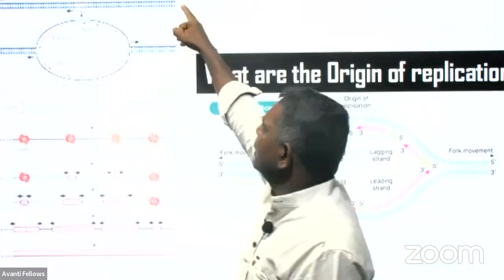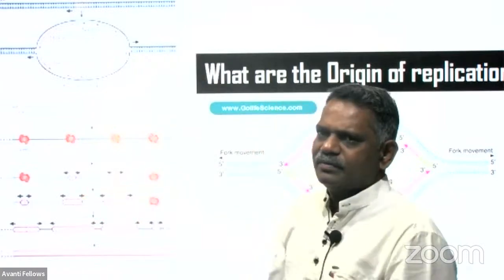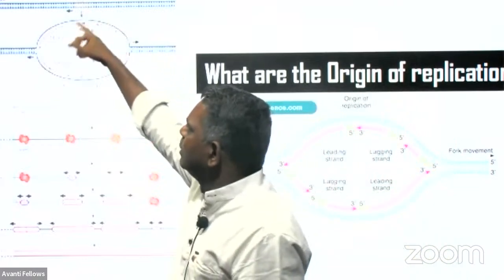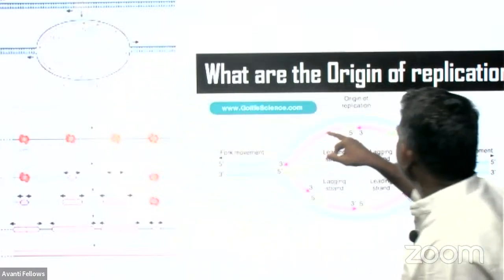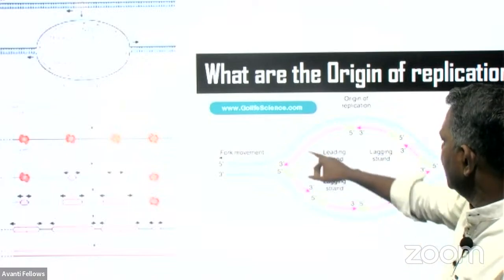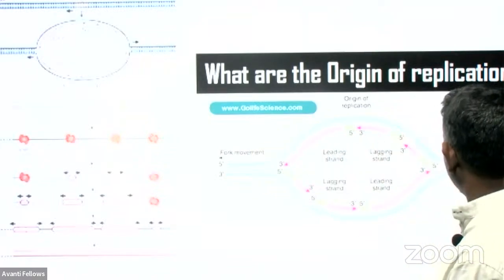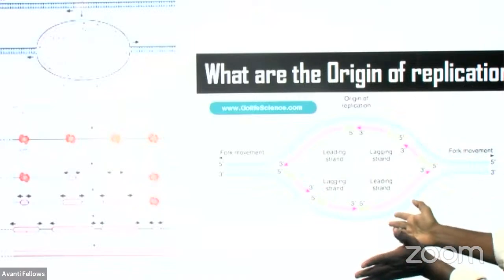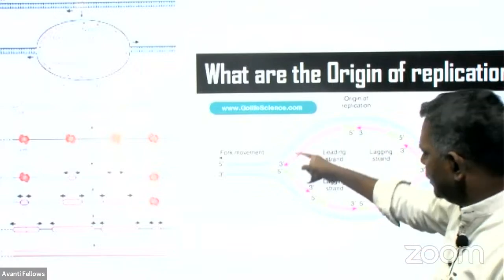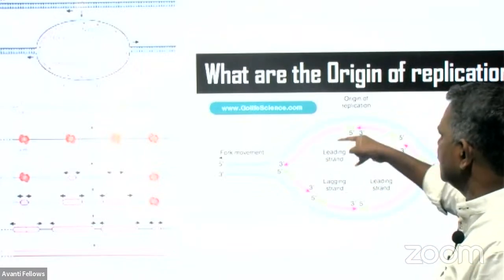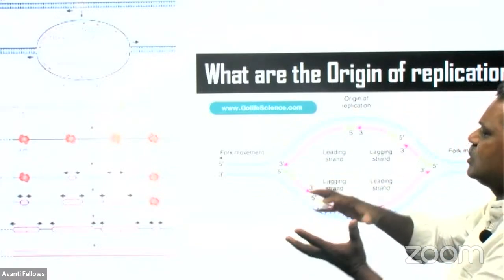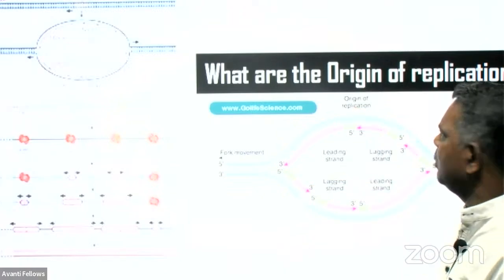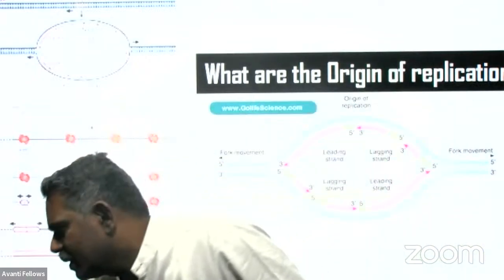If it is from the end, we will get a fork. And if it is from somewhere in between, we'll get a bubble here. Origin of replication, we'll get a bubble. It is the DNA strand, and it can start from here. If it starts from the end, it makes the fork. And if the DNA starts from the center, you will get a bubble-shaped bulged portion, and it is called the bubble, the origin of replication only, right?